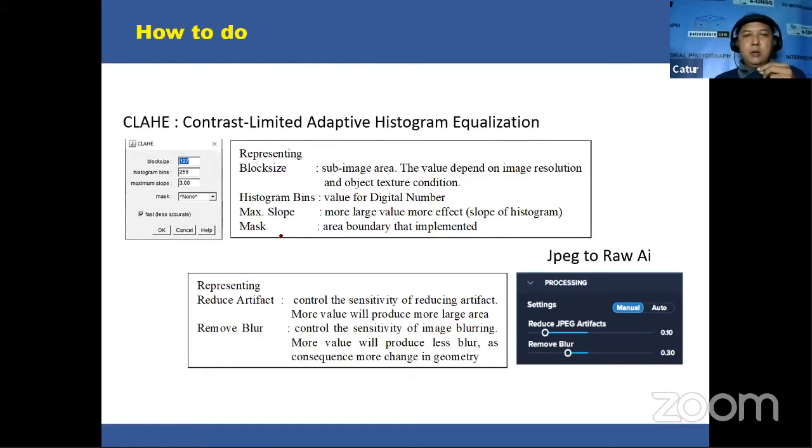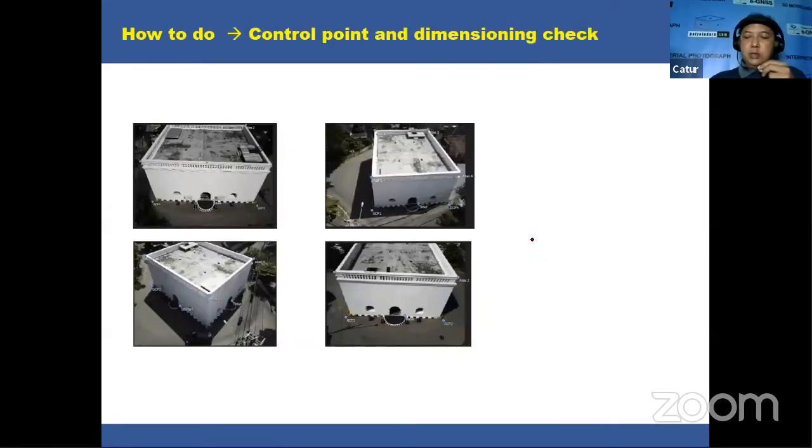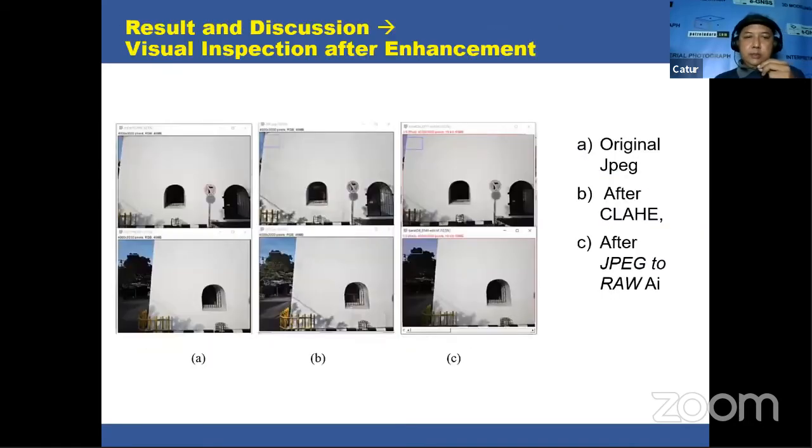I cannot make one parameter that can be implemented for all objects. So I take one example. This is specially for the building. Maybe not working on other objects. So we should try and error. This is also for JPEG and RAW. This is the example of the picture. Yeah, this is the RAW picture.